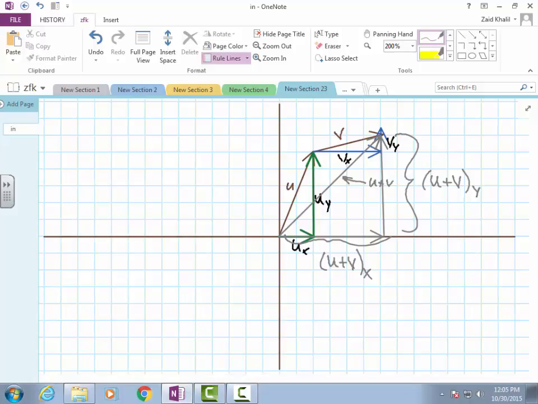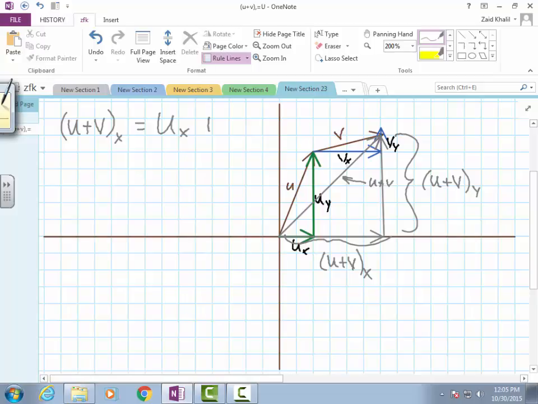And what do you notice about u plus v in the x direction? What is it equal to? U of x plus v of x. And similarly, what is u plus v in the y direction equal to? And so there you have it.